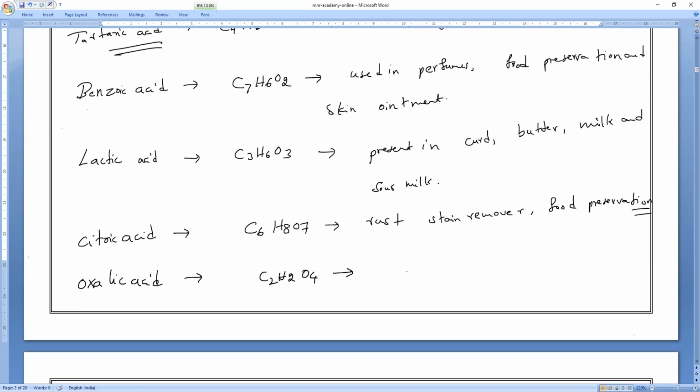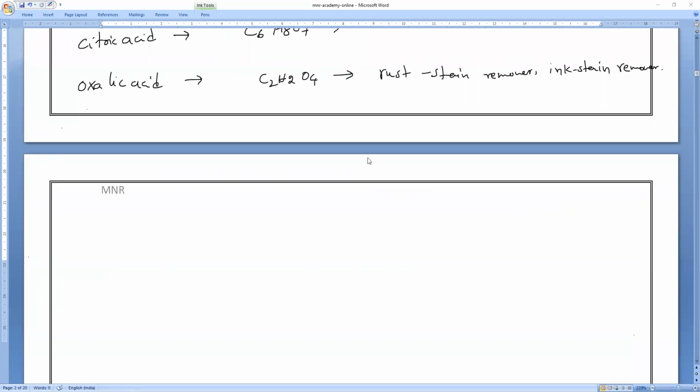So this is also used to remove rust stains, and as you can see, ink stains on your shirts. Is it right or wrong, guys? That ink stain remover is also this oxalic acid only. As soon as ink falls on your shirt, if you rub it with a tomato, the stain will almost be washed away. That is what you have to remember. So these are the important acids.